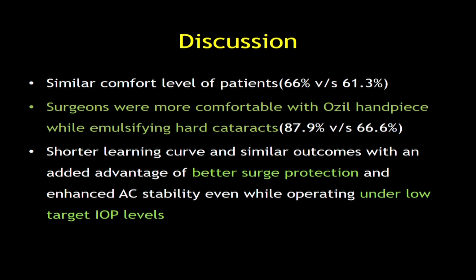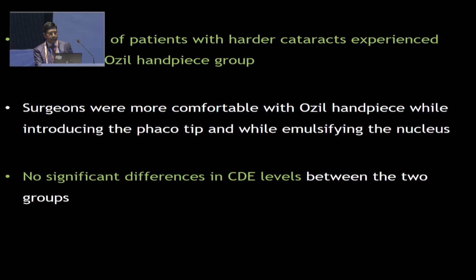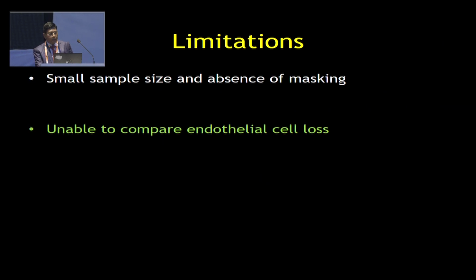Coming to discussion, similar comfort level of patients was observed in more than 60% of patients. Surgeons were more comfortable using Ozil handpiece while emulsifying harder cataract, but Active Sentry gave better surge protection when operating under lower IOP. A greater number of patients with harder cataract experienced pain with Ozil handpiece. No significant difference in CDE levels between the two groups. Limitation: we were unable to compare endothelial cell loss.